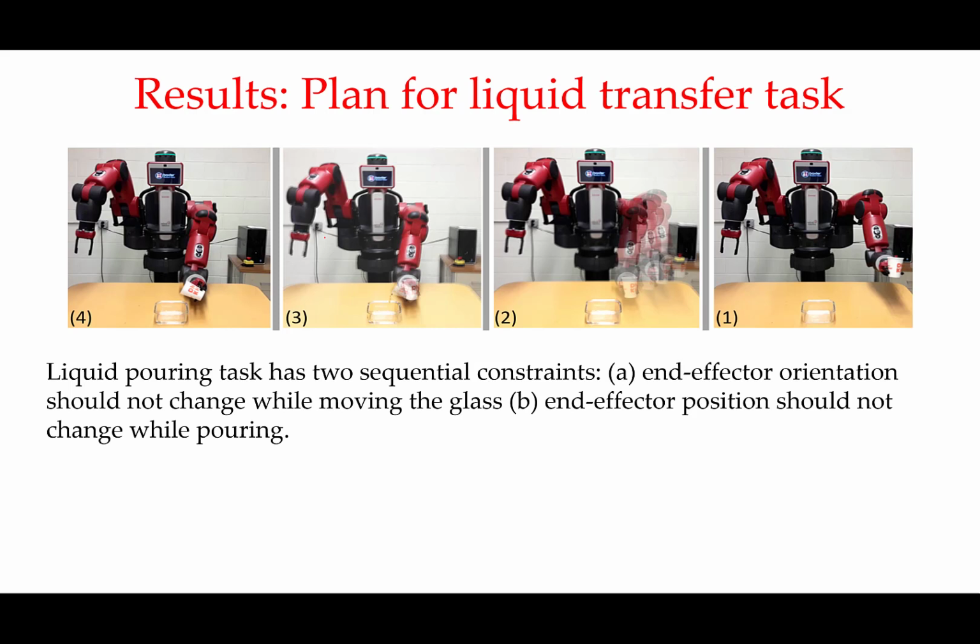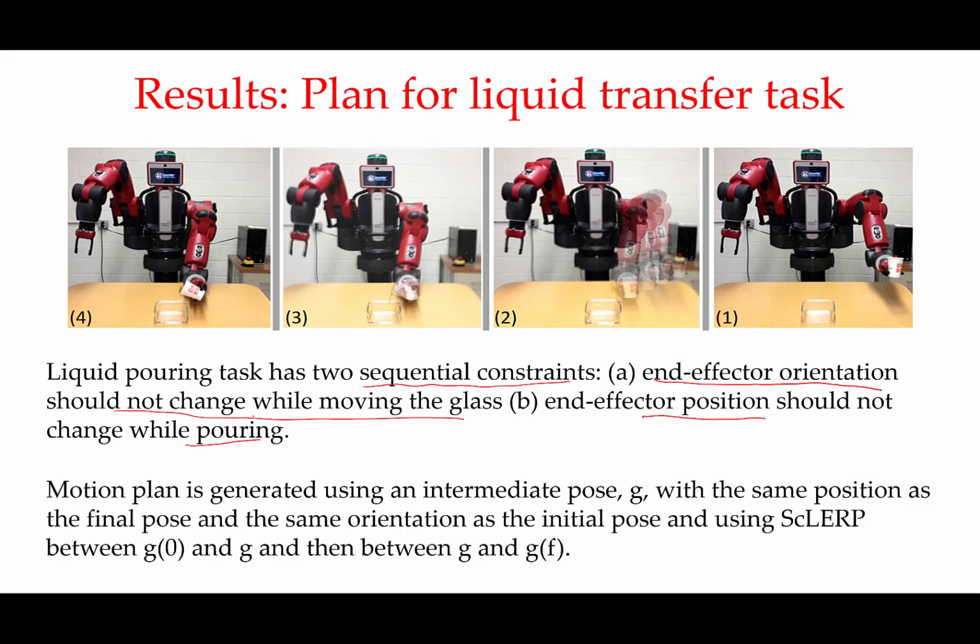We'll first look at planning for the liquid transfer task. The liquid pouring task has two sequential constraints. First, the end effector orientation should not change while moving the glass. Second, the end effector position should not change while pouring.